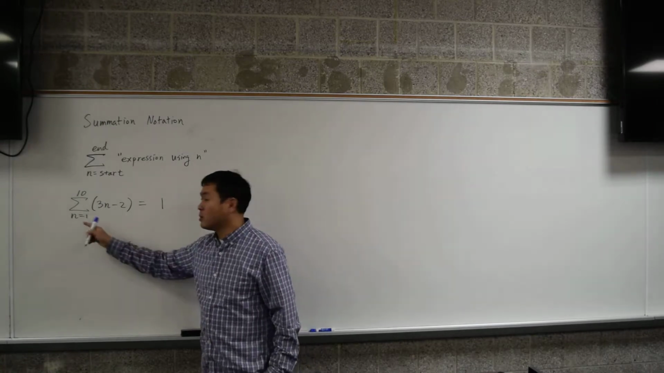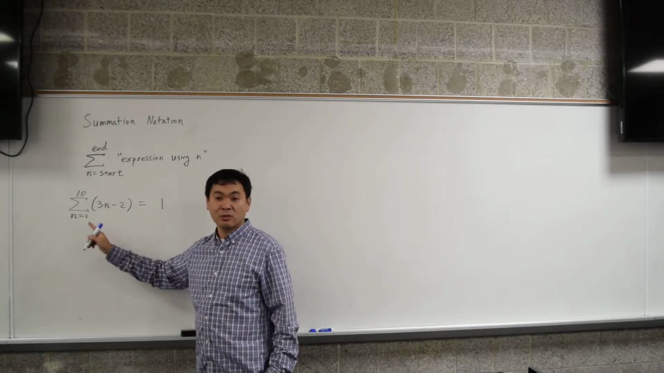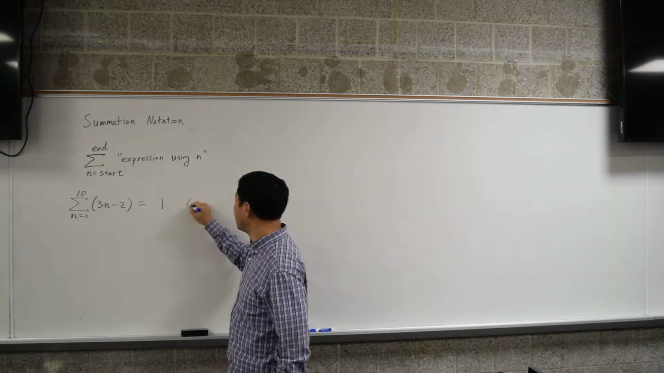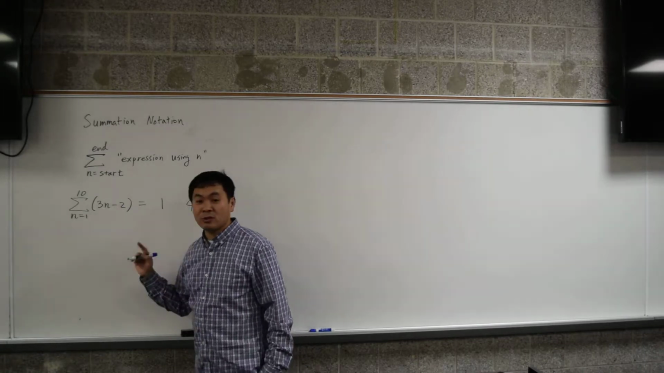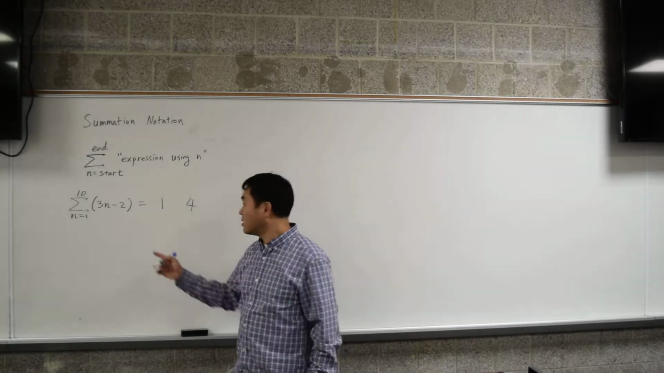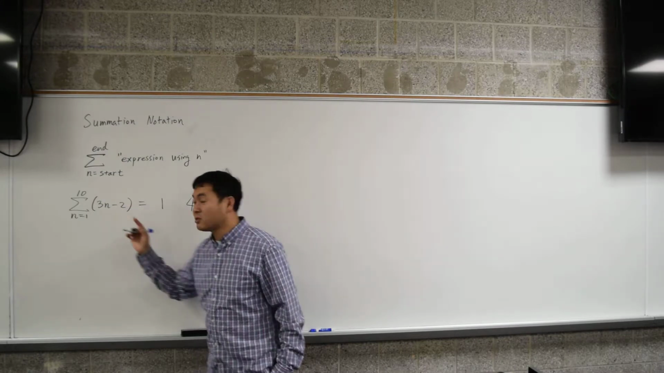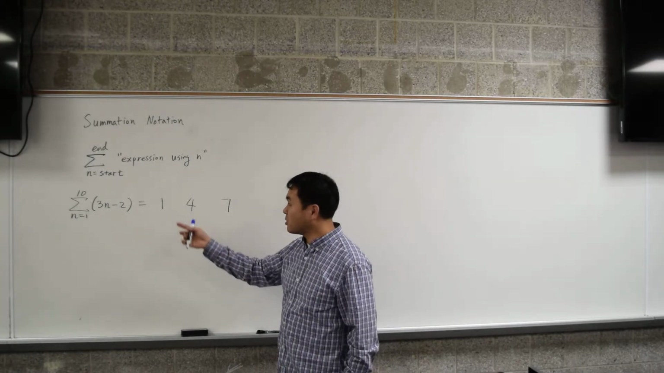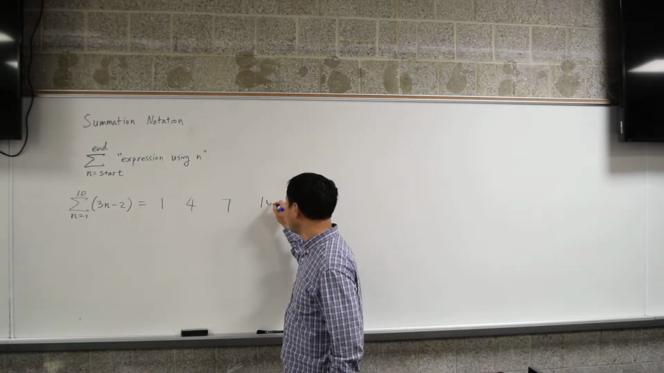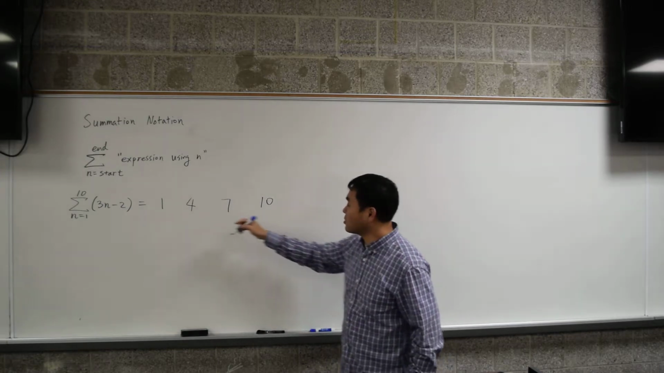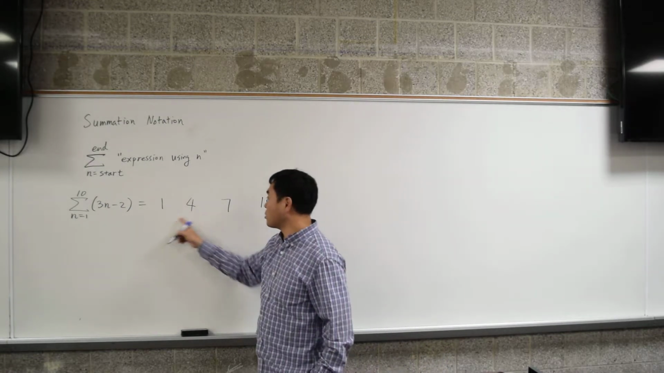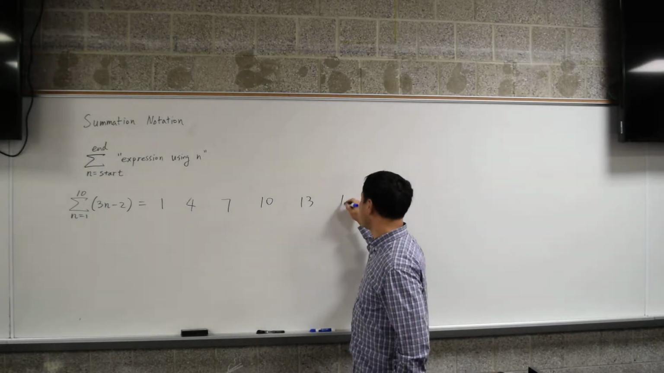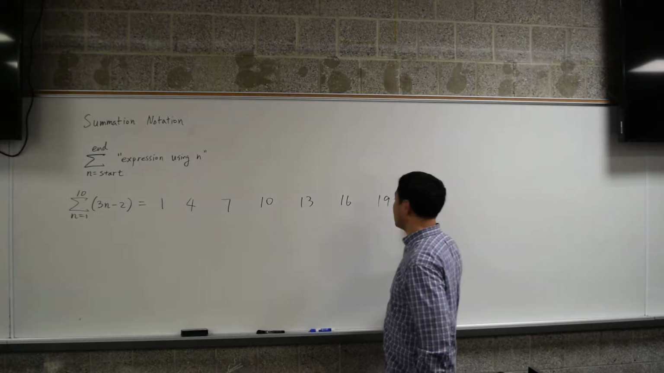Then you increase n by 1, so n becomes 2. 3 times 2 minus 2 is 4. Then you increase n again, so the next number is 3. 3 times 3 minus 2 is 7. Now n becomes 4. 3 times 4 minus 2 is 10. And you can see a pattern here, right? Every time you increase n, you get 3 more. So it'll be 1, 4, 7, 10, 13, 16, 19.